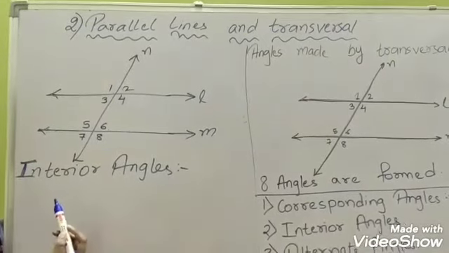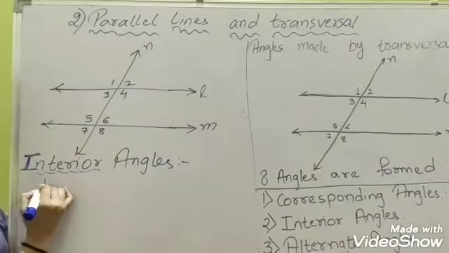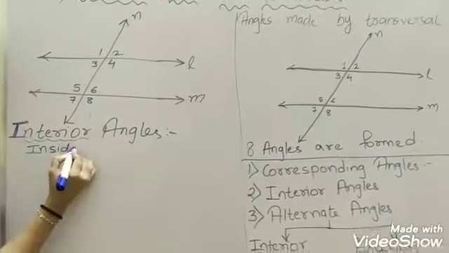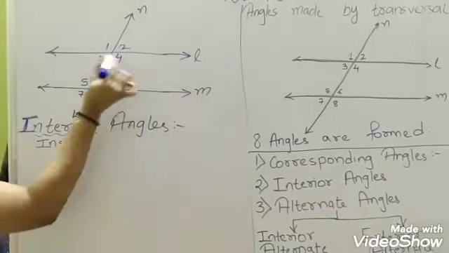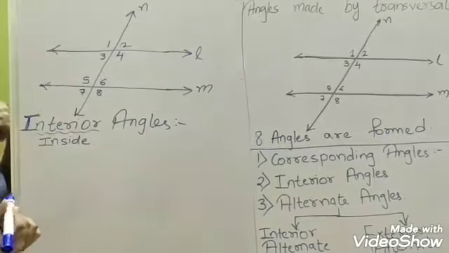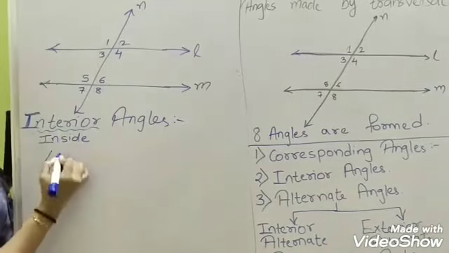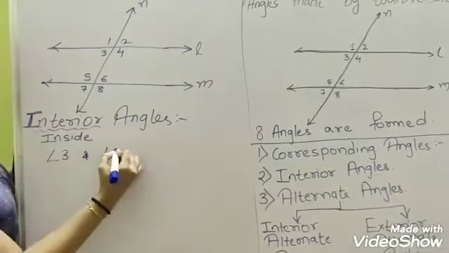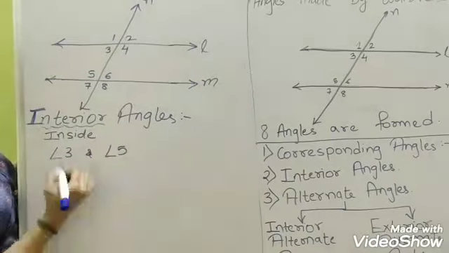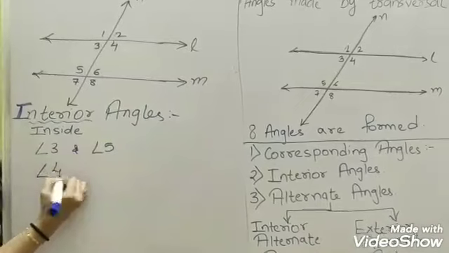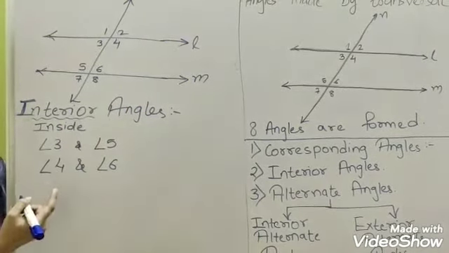Now we will see interior angles. Interior means inside. Inside the two parallel lines, these angles 3, 4, 5, 6 are said to be interior angles. So angle 3 and angle 5 are interior angles, okay, and angle 4 and angle 6, they are interior angles.